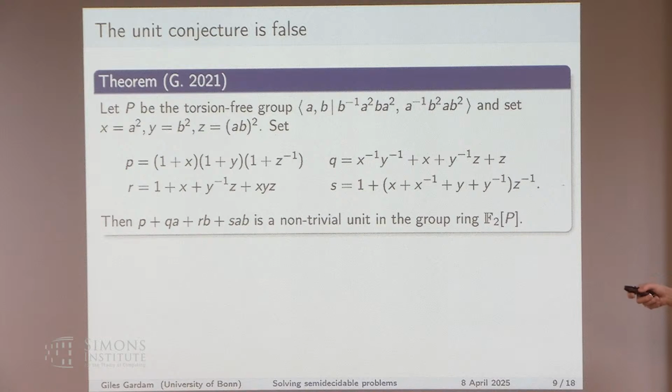Write down this expression: P plus QA plus RB plus SAB. That's just some element of the group ring, and it's a sum of 21 elements from the group. And it is a non-trivial unit. Its inverse also is supported on 21 elements. So this is some very surprising, complicated element of the group ring that turns out to be invertible. And this is the first example we have of a torsion-free group where such things exist. So the unit conjecture is false, and this is the first counterexample.